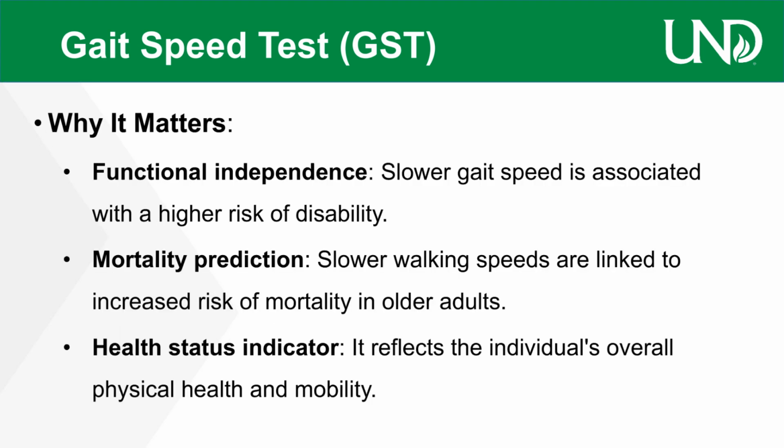Why does this matter? In terms of functional independence, the slower the gait speed, the higher the risk of disability. Also, slower walking speeds are linked to increased risk for mortality in older adults, and as a health status indicator, it reflects the individual's overall physical health and mobility.